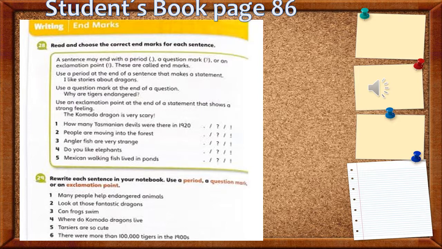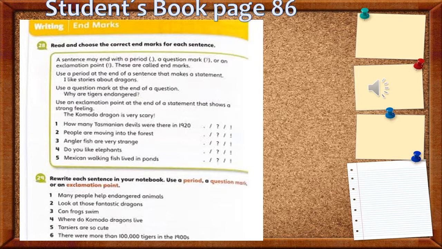The number 4. Do you like elephants? It's a question. So we are going to circle the question mark. And the number 5. Mexican walking fish live in ponds. Well, it's just a sentence. We are going to circle a period, right?